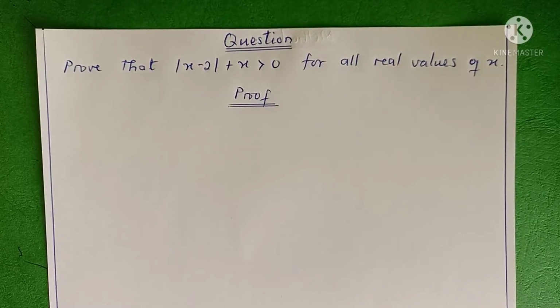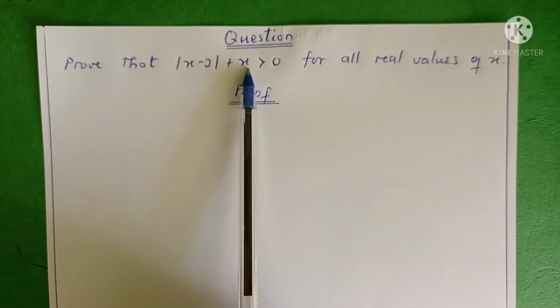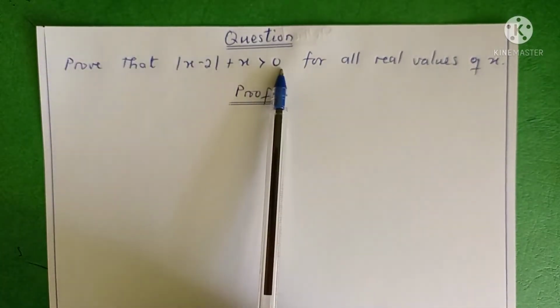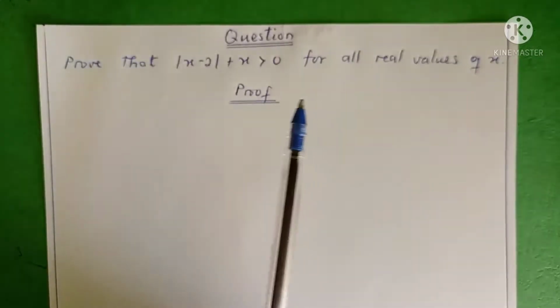I'm going to be proving that the absolute value of x minus 2 plus x is greater than 0 for all real values of x. And I'm going to be doing so in three methods.